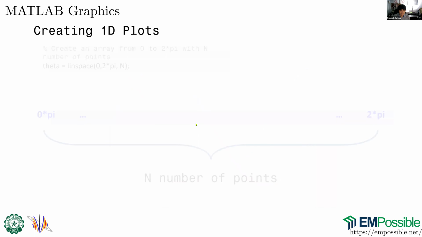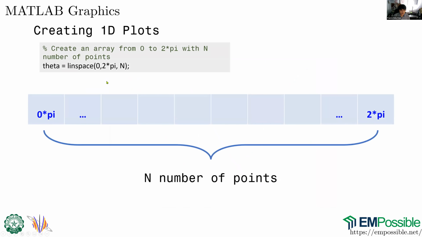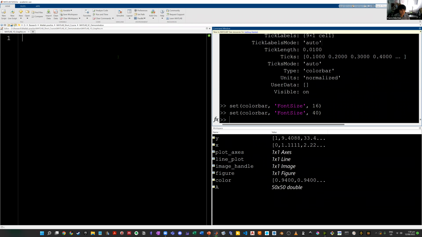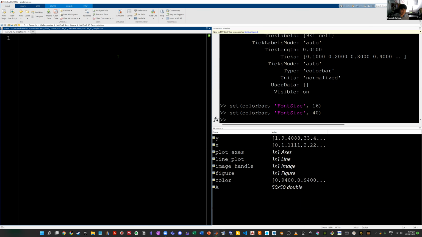First, if you want to plot a sine and cosine function, we need some kind of array that runs from 0 to 2 pi. Remember, sines and cosines are trigonometric functions. So from 0 to 2 pi. Let's go back to our MATLAB. For anything, we want to initialize our MATLAB.